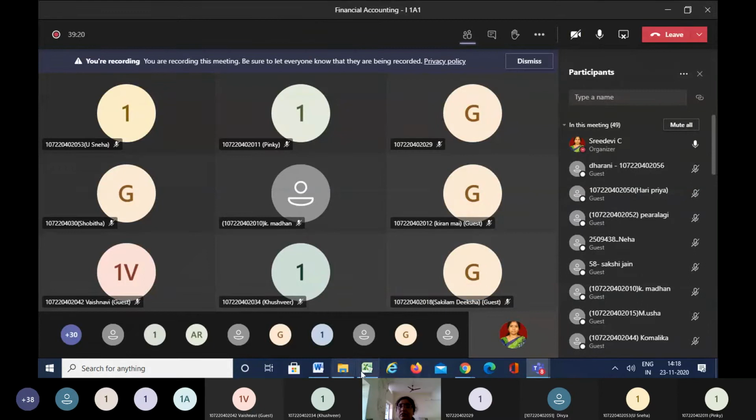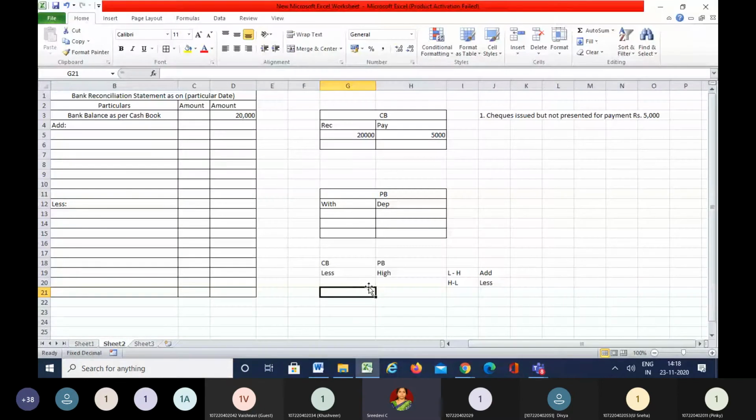Right, so let me come back here. Now, did you all follow? Because the cash book is showing less balance and the passbook is showing more balance, we need to find out the other book. When you have to find out the other book, you need to increase the balance. How are we going to increase the balance? By adding it. So under the additions, it will be mentioned as checks issued but not presented for payment.